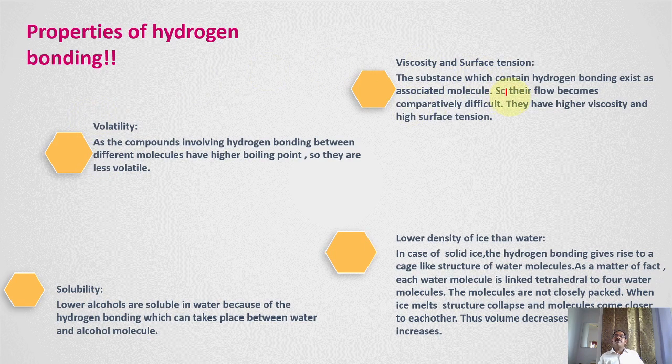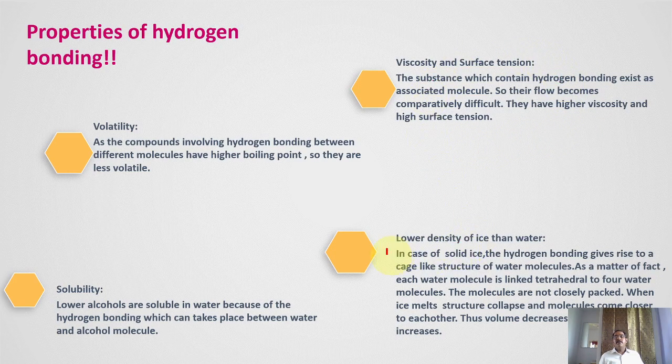So again, viscosity and surface tension. The substances which contain hydrogen bonding exist as an associated mass, so their flow becomes comparatively difficult. They have higher viscosity and higher surface tension. So due to the presence of hydrogen bond, the viscosity and surface tension will be high.